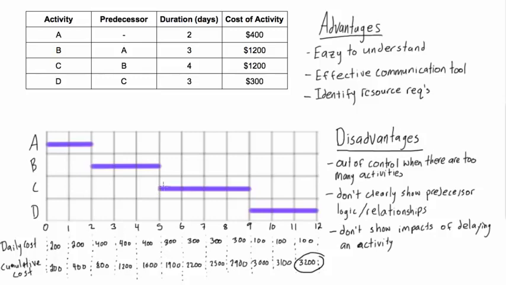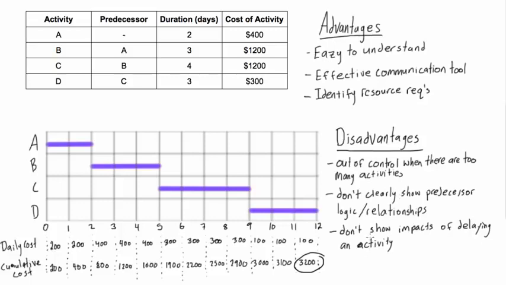For example, if I had 2 activities, if you imagine A and B both ended on day 5, then you wouldn't be able to really tell if C was dependent on B or A or both of them. So that's not very clear with them.